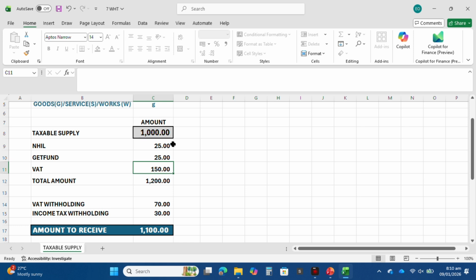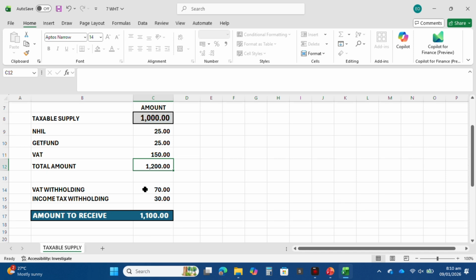Now, when you go to Stanbic, Stanbic will withhold what? VAT withholding of this. You understand? VAT withholding of this, and then they will also withhold the income tax of this and pay you this amount. So the income tax is what? 3%. And then the VAT 7%. So this is what the 7% is on. The 7% is on this, the 1,000 cedis here. You get it? So 7% of this, the 1,000 cedis, and then they'll pay you back what? This.